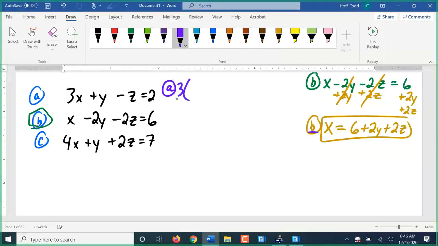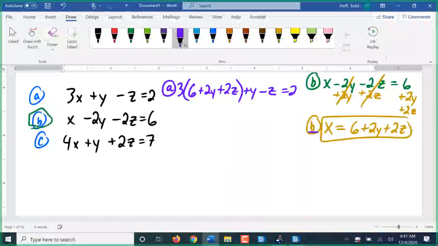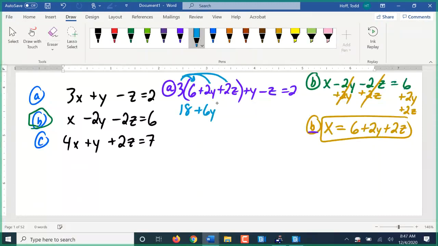3x is going to become 3 times (6 plus 2y plus 2z), plus y minus z equals 2. We're going to go ahead and multiply the parentheses there by 3. 3 times 6 is 18. 3 times 2y is 6y. 3 times 2z is 6z. The y here is outside the parentheses, so it does not get multiplied, neither does the negative z.